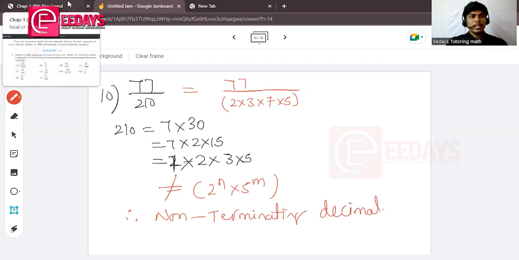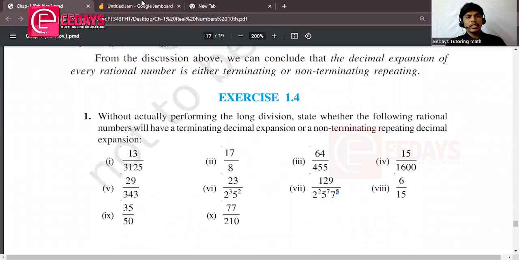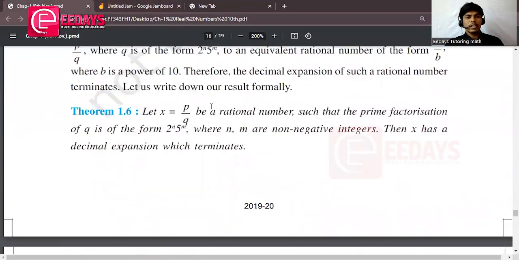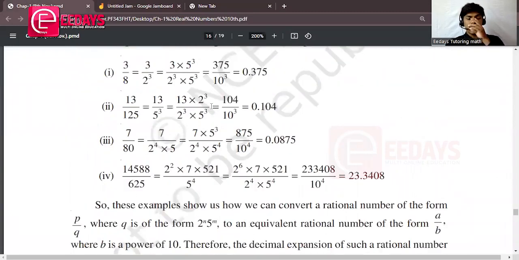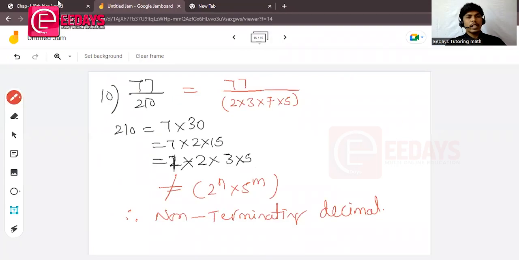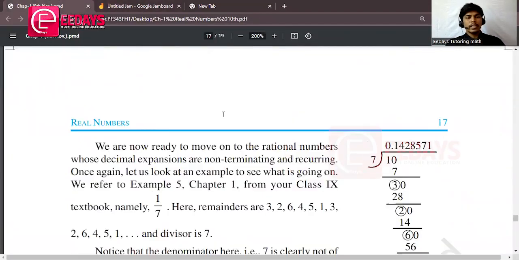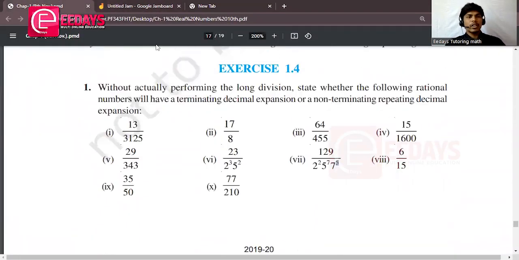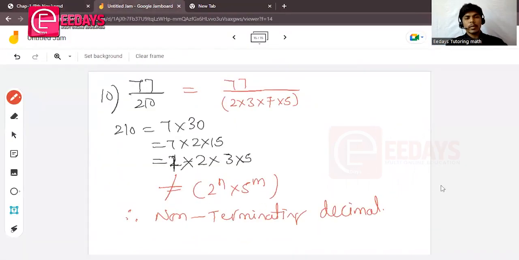I hope you understand the concept we are dealing with. First, whatever question they give, convert the denominator into the form of 2 power n into 5 power m. If it is in that form, you can confirm it is a terminating decimal. If it is not in the form, you can write it as a non-terminating decimal.